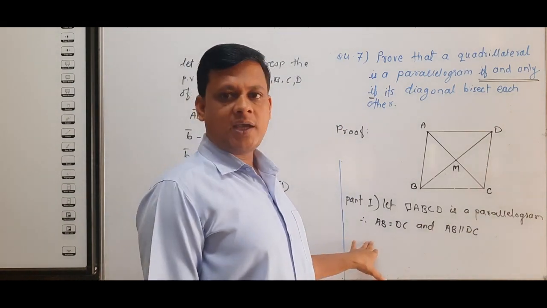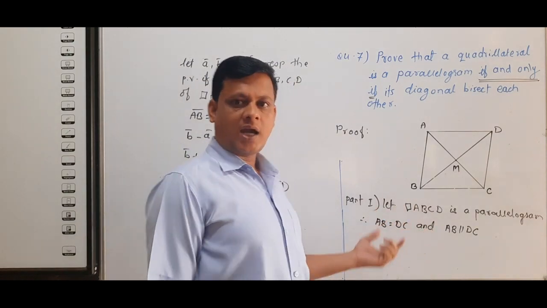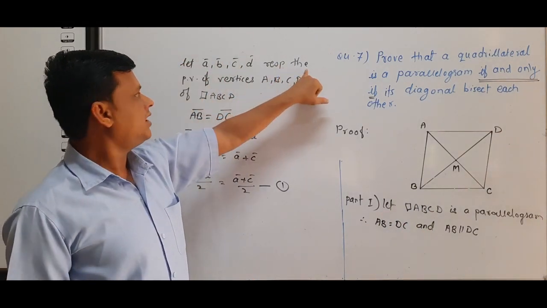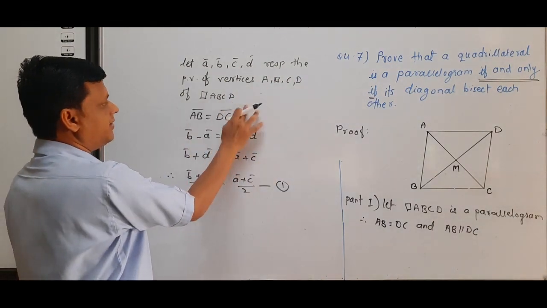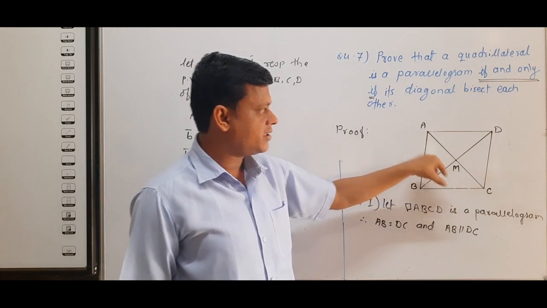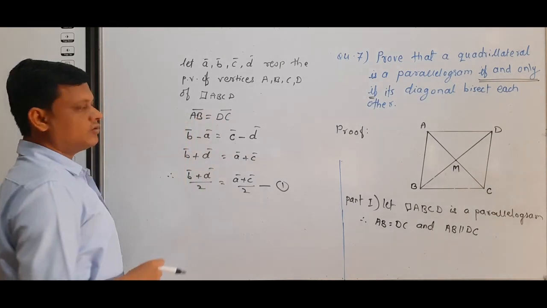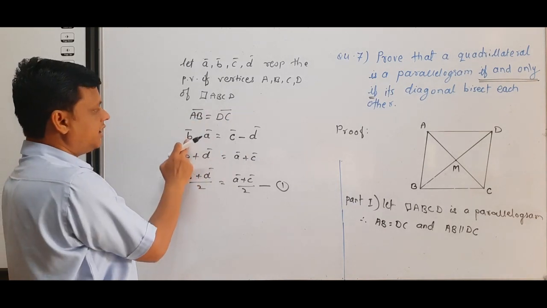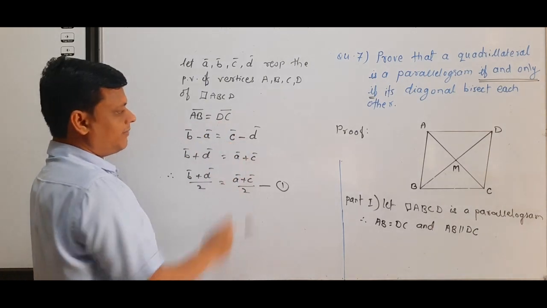Now we have to prove this by using the vector method. So we write their position vectors and we consider the direction. Let A bar, B bar, C bar, D bar respectively be the position vectors of vertices A, B, C, D of quadrilateral ABCD. Now this AB equals DC, this AB parallel to DC. So we consider vector AB equals vector DC. By the definition of position vector, we write position vector of B minus position vector of A, that is B bar minus A bar, equals position vector of C minus position vector of D, so we write C bar minus D bar.